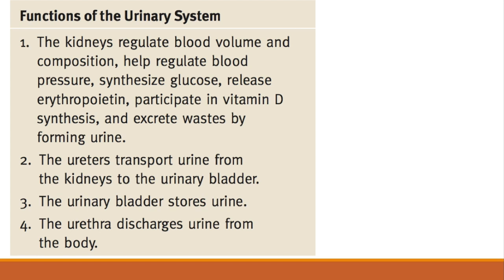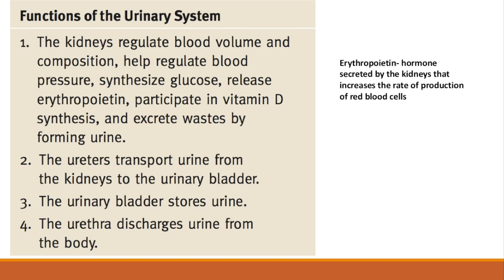The first one is that the kidneys regulate blood volume and composition, help regulate blood pressure, synthesize glucose, release erythropoietin, which is a hormone secreted by the kidneys that increases the rate of production of red blood cells, participate in vitamin D synthesis, and excrete wastes by forming urine.